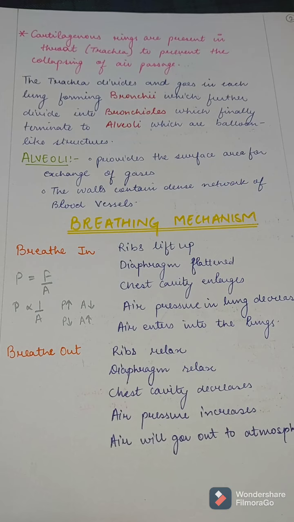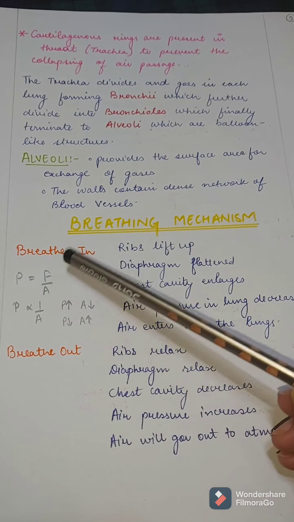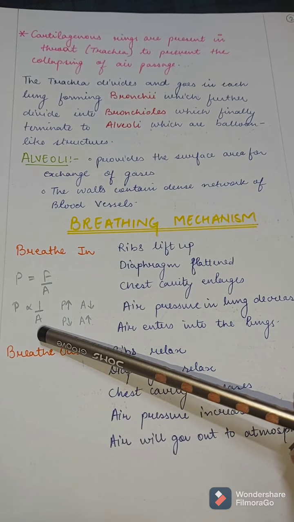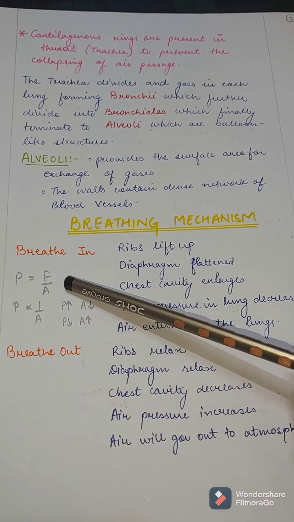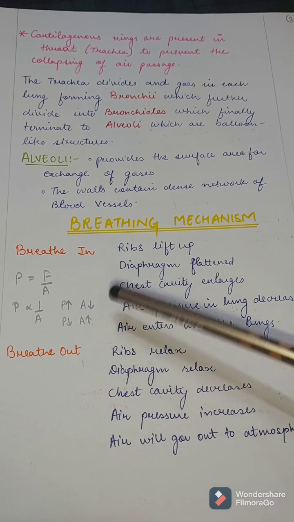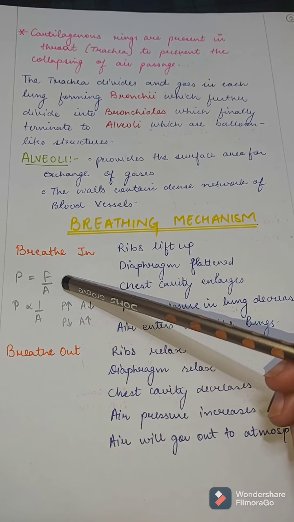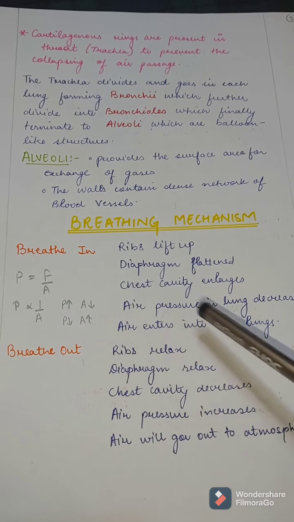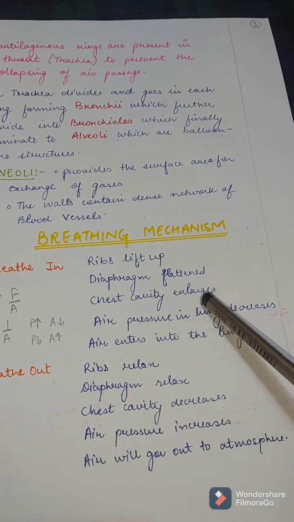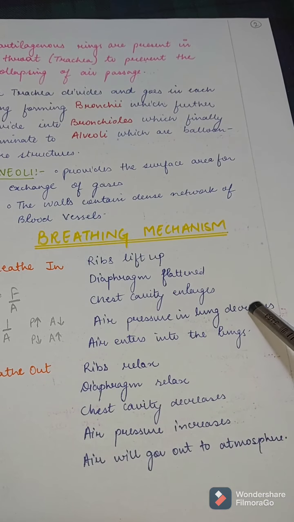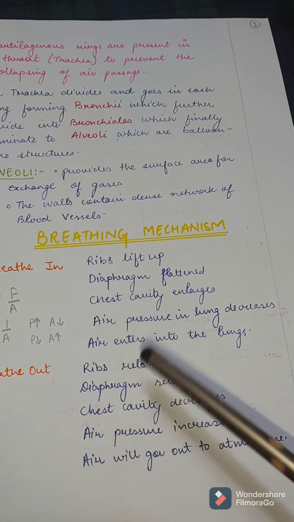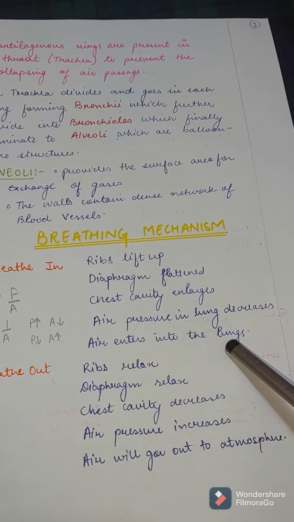When the chest cavity enlarges, it increases the area. And we all know pressure is equal to force over area. Hence, pressure is inversely proportional to area. What does this mean? When the pressure increases, the area decreases, or when the area is less, the pressure is high, and when the area is high, the pressure is less. So now when the chest cavity enlarges, the air pressure in the lungs decreases. Area increases and pressure decreases. So now the air enters into the lungs.